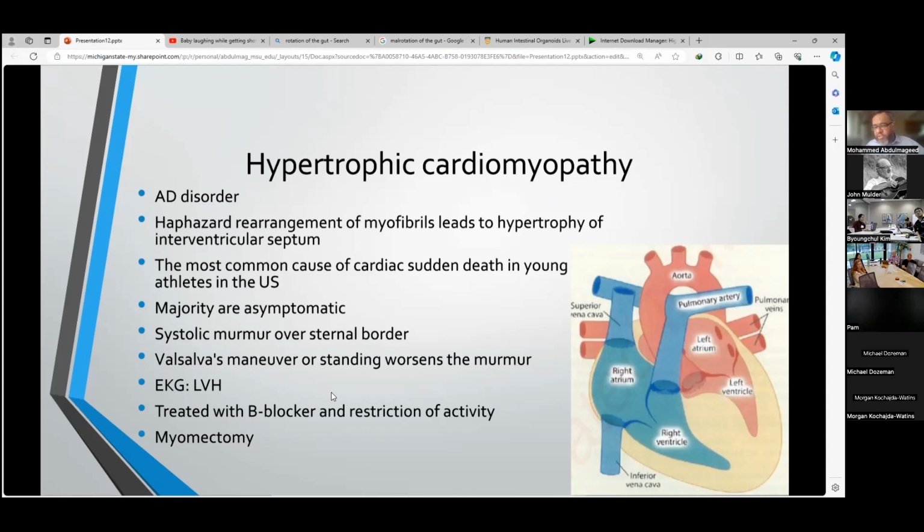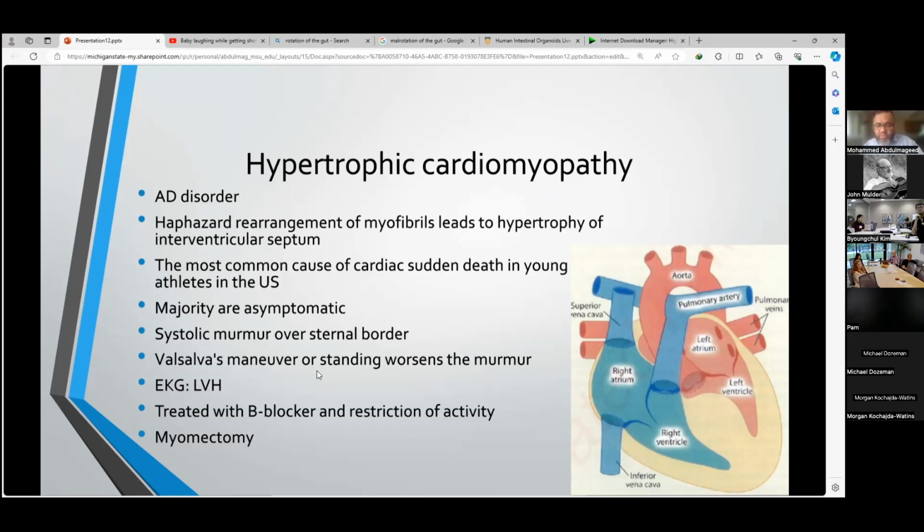Definitely, patients that have hypertrophic cardiomyopathy should abstain from strenuous sports like competitive sports. They can play, they can run, do cardio, some heavy lifting, but not strenuous or competitive sport. And of course, a myomectomy needs to be done.